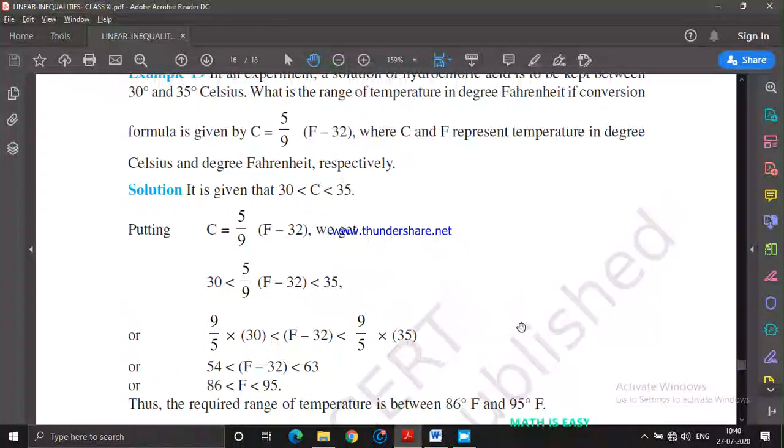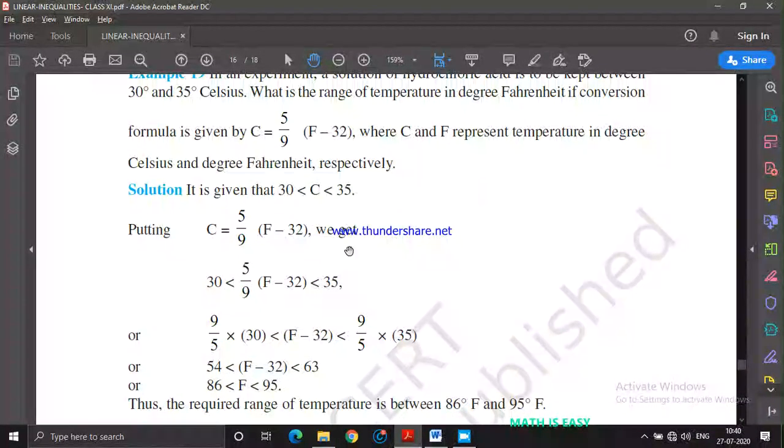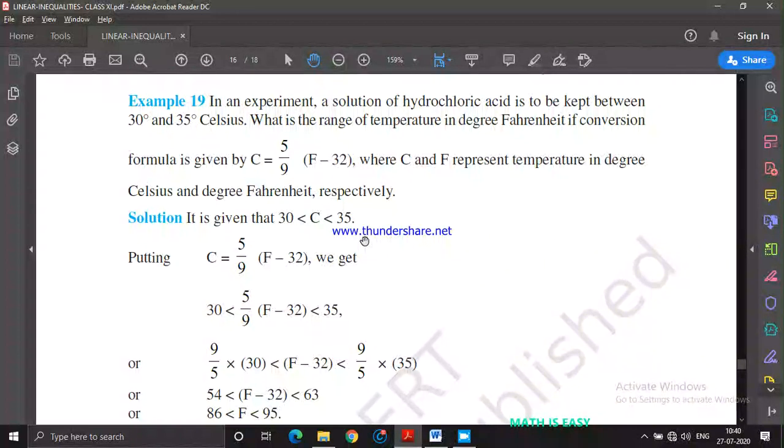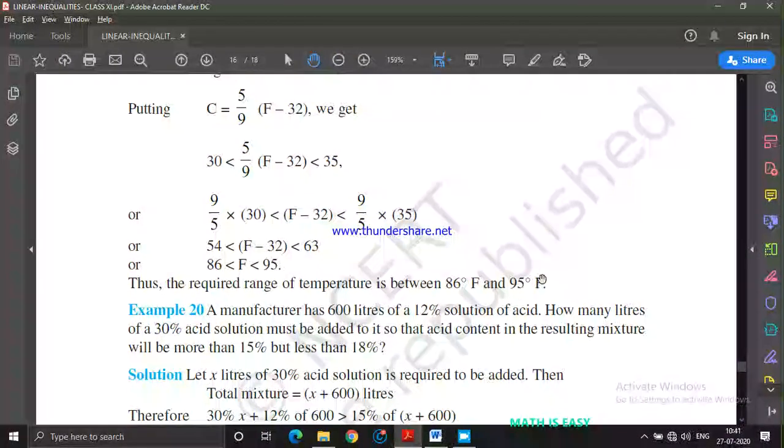Okay, these are one type of word problem. The question is: what is the range of the temperature in degrees Fahrenheit? That's why I use this relation. If they give the degree in terms of Fahrenheit and ask for Celsius, first you have to simplify this equation and get the F value. You will get F = 9C/5 + 32. So here that will be replaced, and you will get the answer in terms of Celsius.